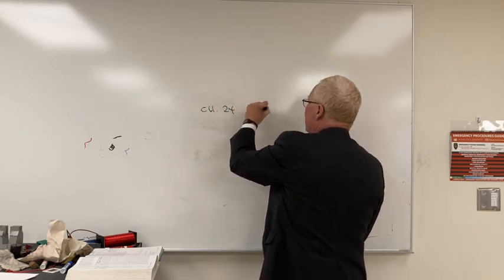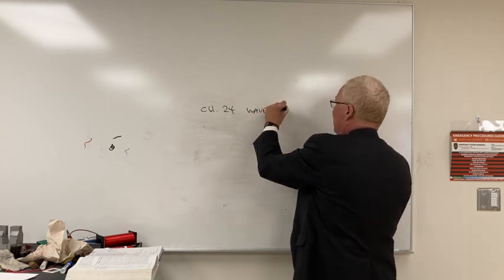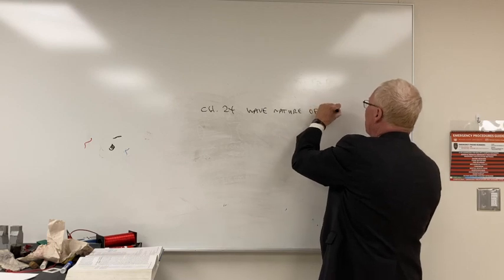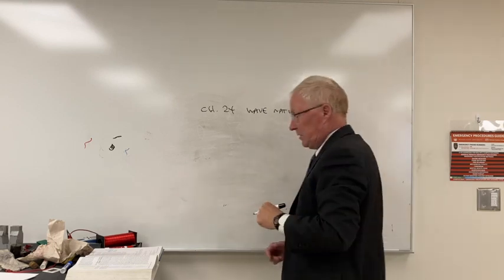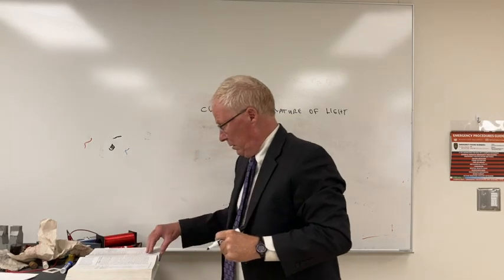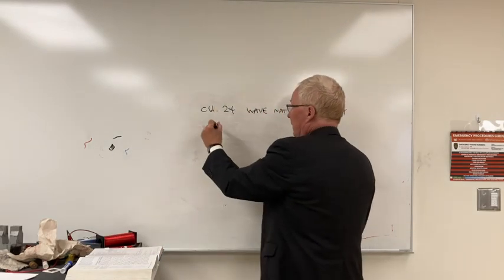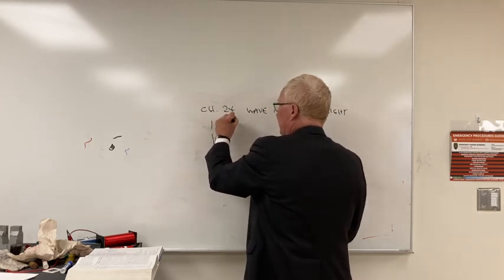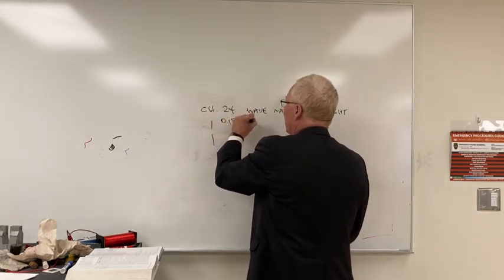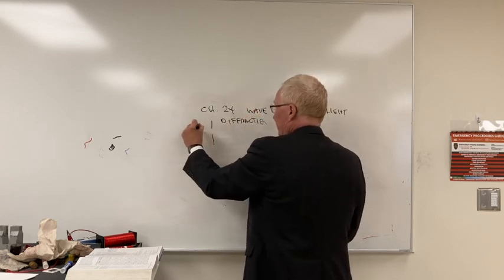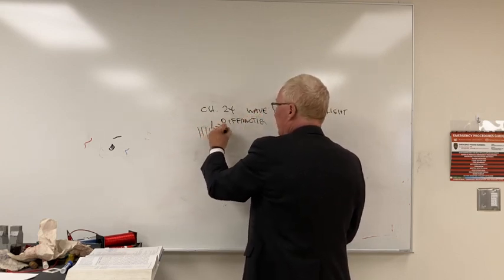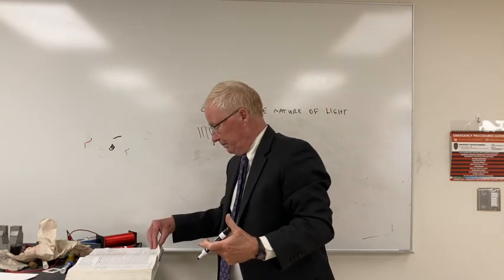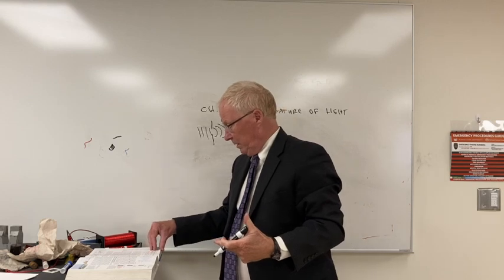Wave nature of light. This is related to the fact that light is a wave. So the principle of diffraction we'll get into. We talked about light coming into a slit spreading out, so it has a wave nature to it.